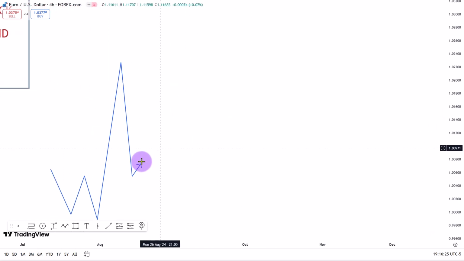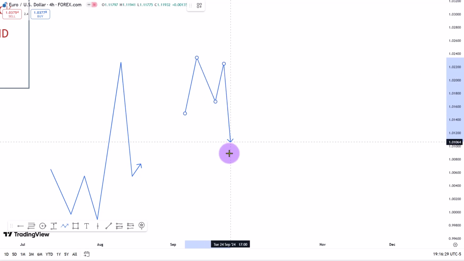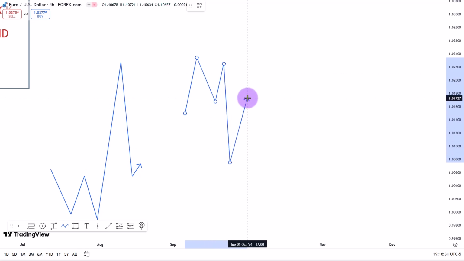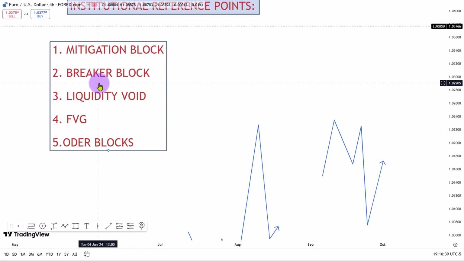All right. If we see a price range where price action creates a shift of structure bearish and it's repricing into internal range, we are looking for the internal range mitigation block first. If it's not there, we go to the next. We look for the next breaker block. Then we look for the next liquidity void, then fair value, then order block.